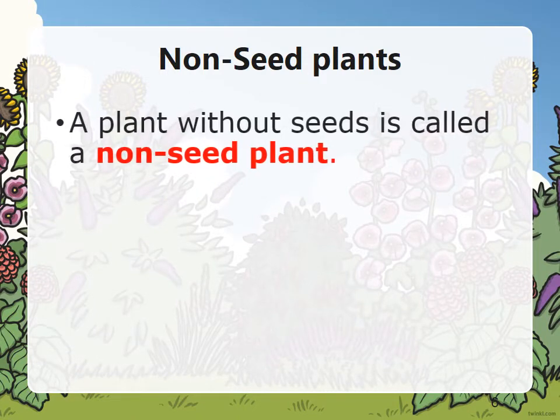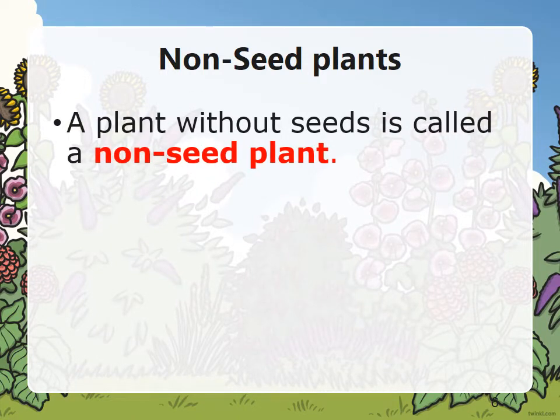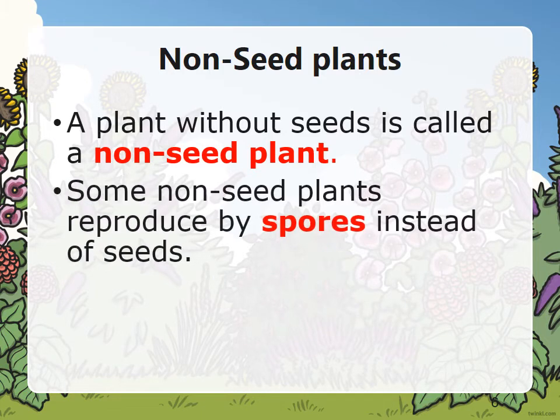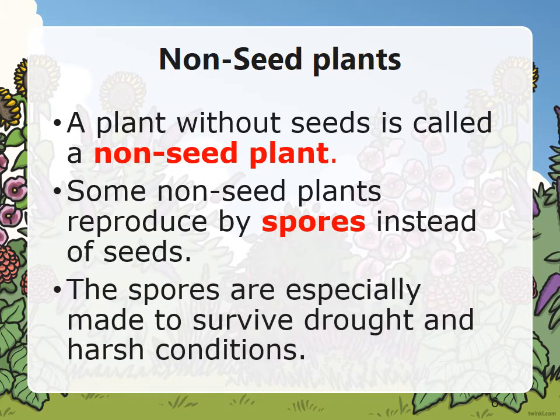Non-seed plants. A plant without seed is called a non-seed plant. Some non-seed plants reproduce by spores instead of seeds. The spores are especially made to survive drought and harsh conditions.